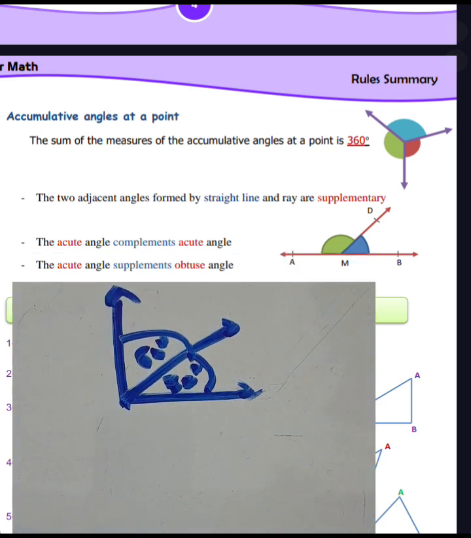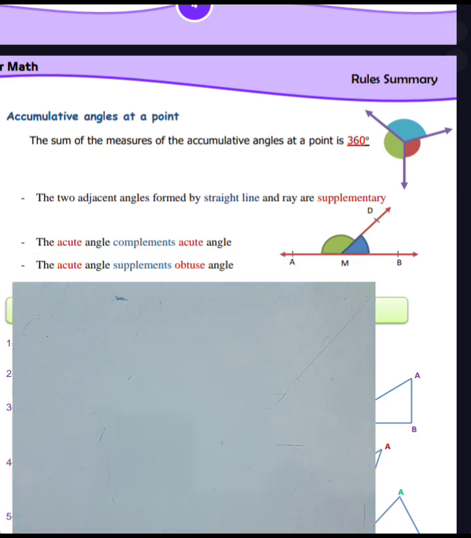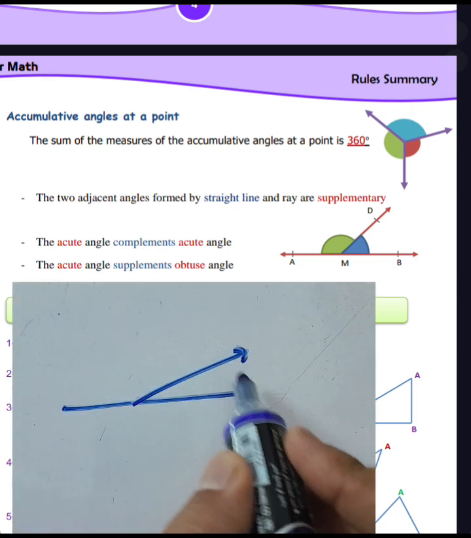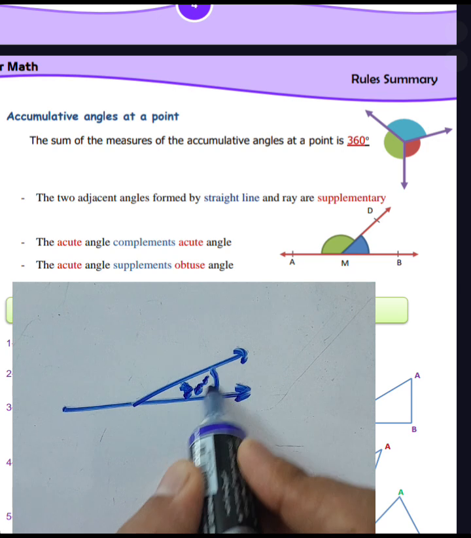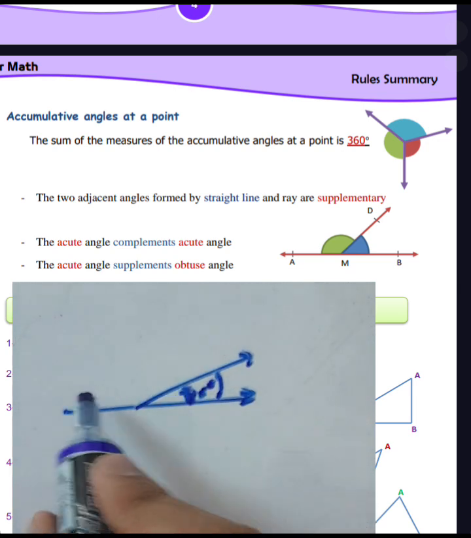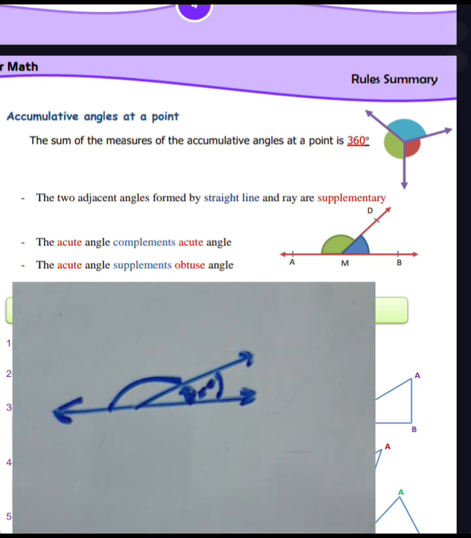The acute angle's supplement is an obtuse angle. Look here, we have an acute angle of 30 degrees. We call it the acute angle. The acute angle's supplement is what? An obtuse angle. The acute angle's supplement is an obtuse angle.